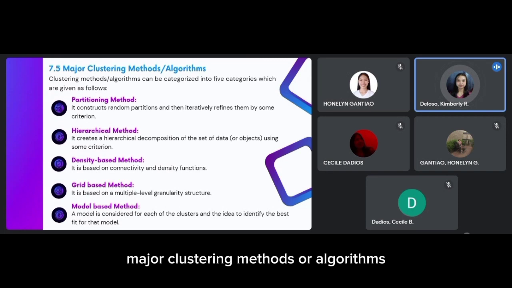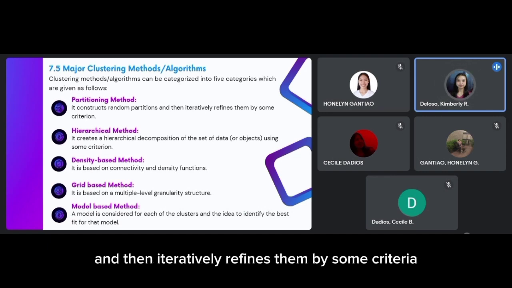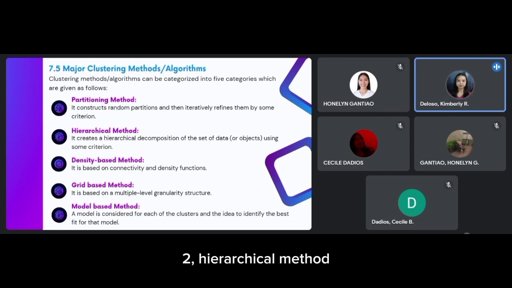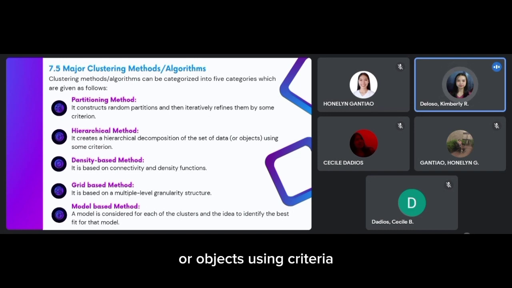Major clustering methods or algorithms. Clustering methods or algorithms can be categorized into five categories, which are given as follows. Number one is the partitioning method. It constructs random partitions and then iteratively refines them by some criteria. Number two, the hierarchical method. It creates a hierarchical decomposition of the set of data or objects using criteria.